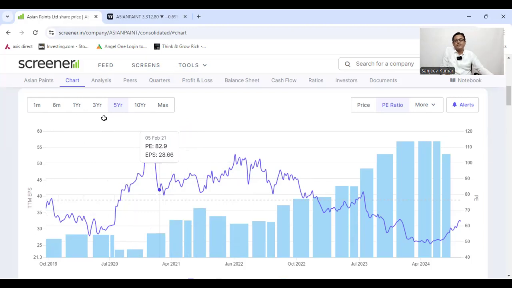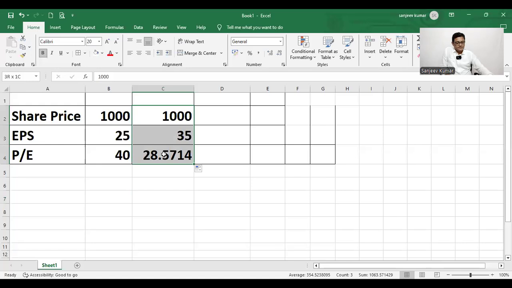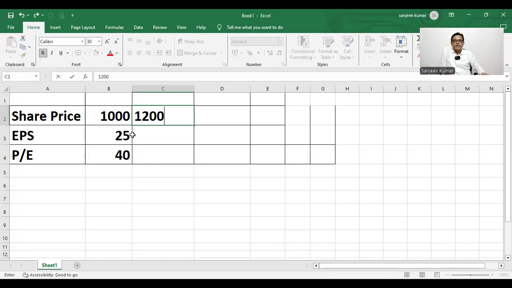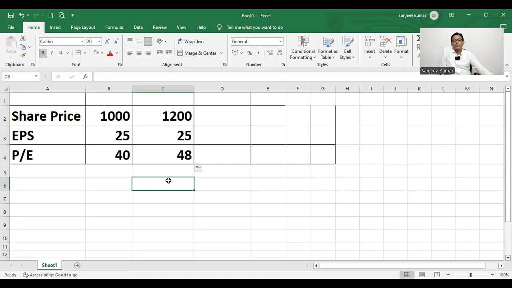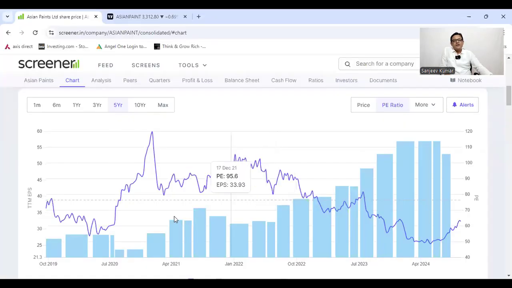Share price is growing, it means 1,000 becomes 12,000, and EPS is not growing. EPS is the same, but your PE will grow because share price is increasing. This is the case. So when EPS earnings started coming, but share price had started rising earlier, due to this reason at present share price is not growing. It is in a consolidation phase.